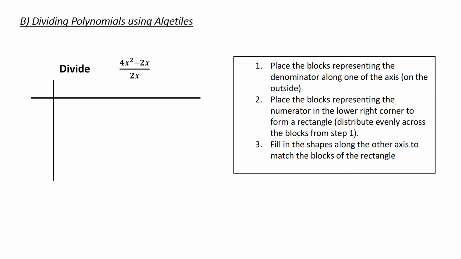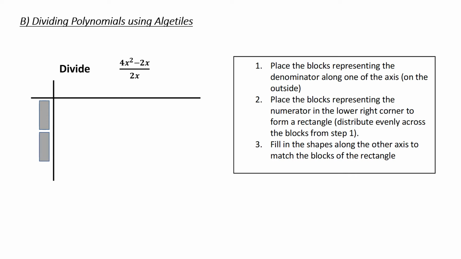Now, we can divide polynomials using algetiles and algebra. Why don't we start with algetiles? Divide 4x squared minus 2x divided by 2x. Now, first thing, my denominator is one of my factors. So what I need to do is draw out my 2 lines, and along one side of the lines, I need to place 2x. It could be on top, it could be on the side. I'm choosing to do it on the side. So what I'm going to do is put 2 x's alongside the line.